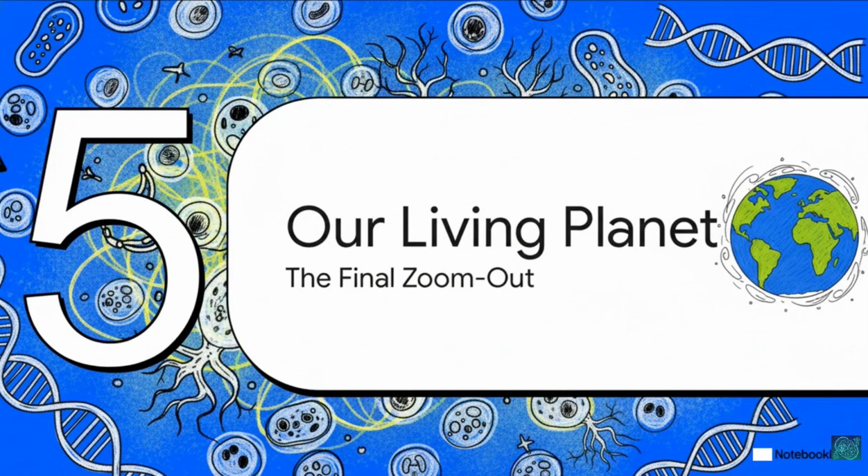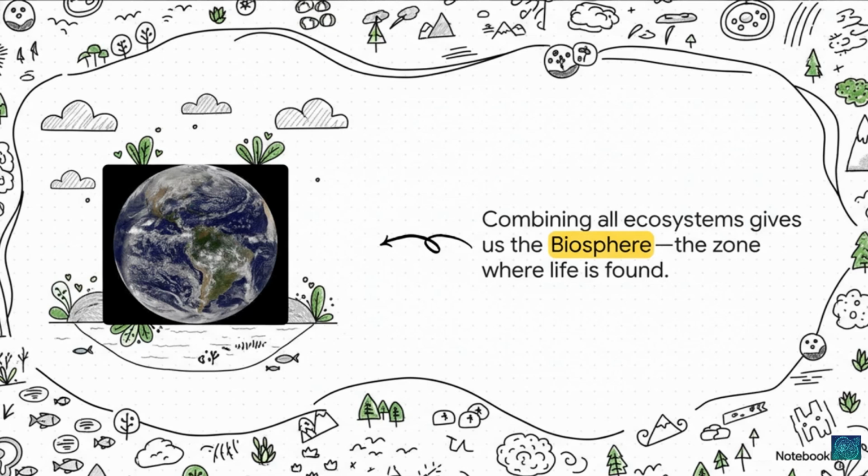Okay, so we've gone from a single organism all the way to a full ecosystem, and we've talked about the energy that runs the whole show. Now it's time for our final and our absolute biggest zoom out. And this is it, the big one, the biosphere. This is the sum of all life on Earth. It's the thin layer on our planet where life exists, from the deepest part of the ocean to the highest reaches of the atmosphere. It's the ultimate ecosystem that contains all the other ones.